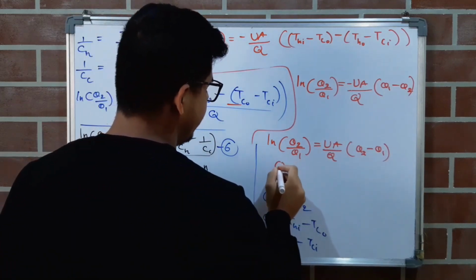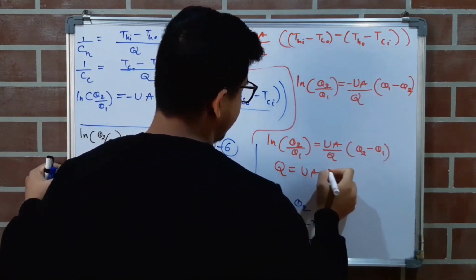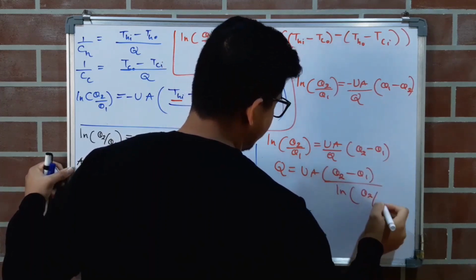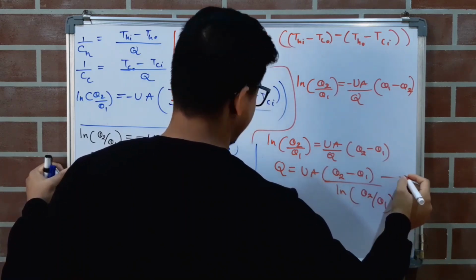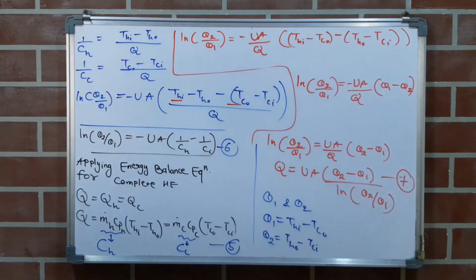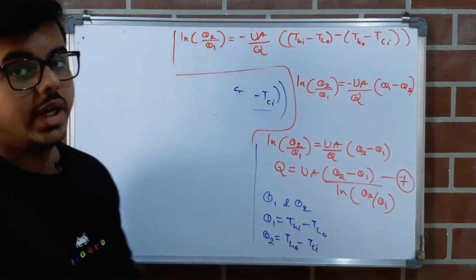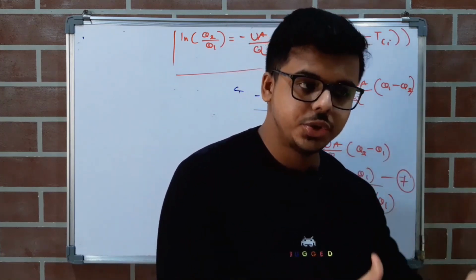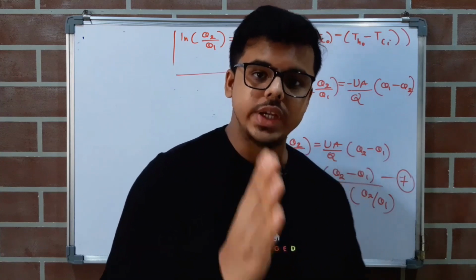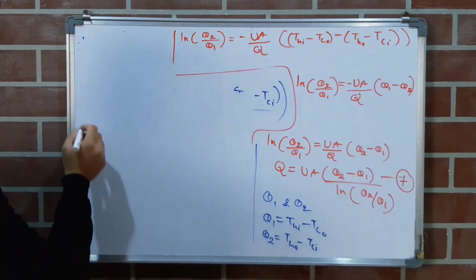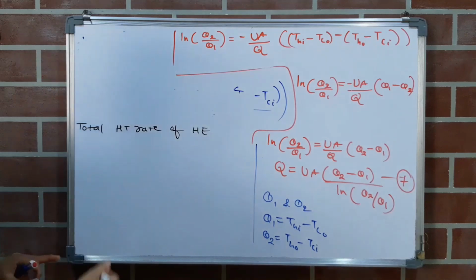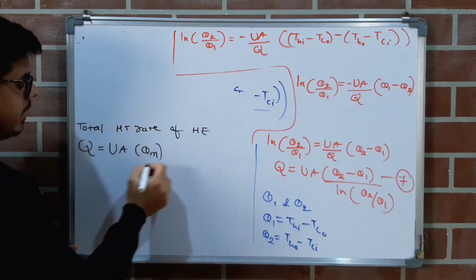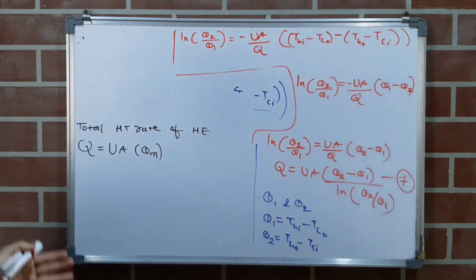Now bringing Q on the one side, you will get UA (theta 2 minus theta 1) upon ln of theta 2 by theta 1. This is equation number 7. Now the last step is, you know that the total heat transfer rate from a heat exchanger is given by Q equals U into A into theta m. Theta m is nothing but our LMTD, that is, logarithmic mean temperature difference.